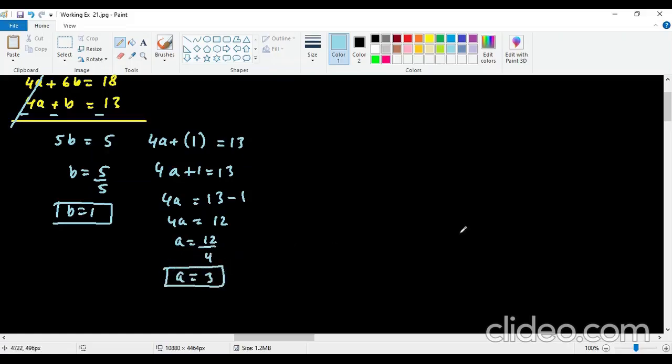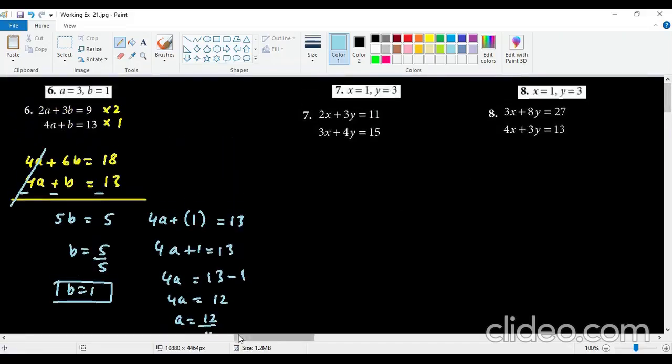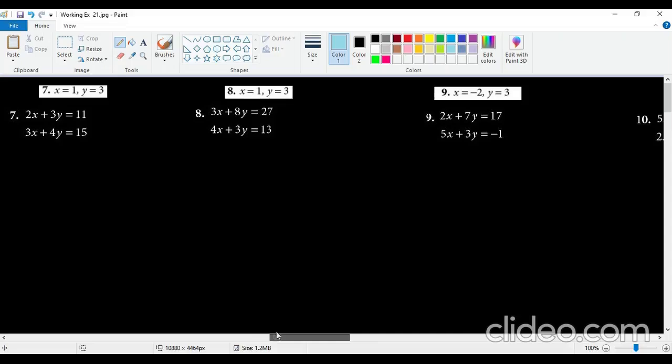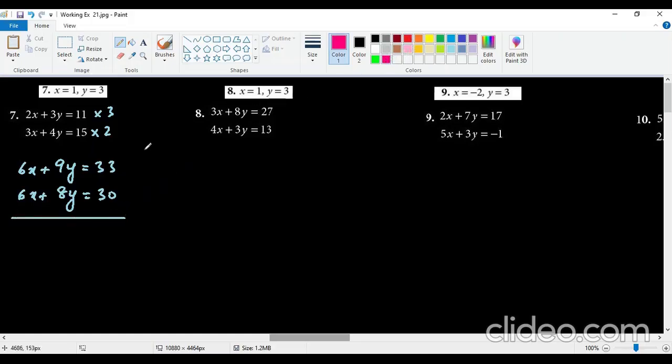Moving on to the next question, which is question number 7. I will multiply this equation by 3 and this equation by 2. So the first equation is going to become 3 times 2, which is 6x, plus 3 times 3, which is 9y, and this is going to be 33. And the second equation becomes 6x plus 2 times 4, which is 8y, and 15 times 2 is 30. Making a straight line and subtracting these two equations, I will change the signs. Plus 6x becomes minus 6x, plus 8y becomes minus 8y, and 30 becomes negative 30. So these two are cancelled.